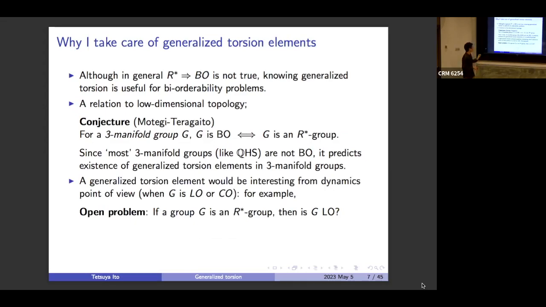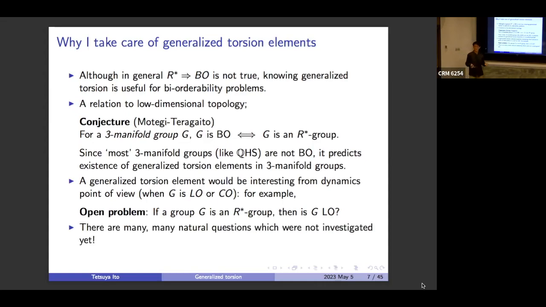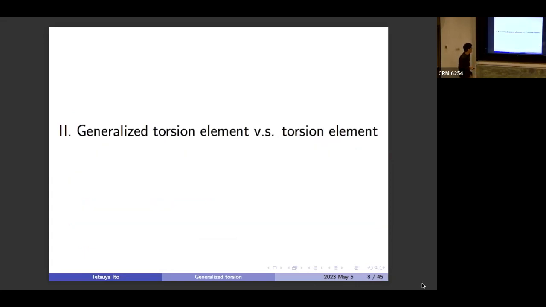Also, generalized torsion elements are interesting for the dynamics of left orderable groups, and here's an open problem: is an R star group left orderable or not? As far as I know, it is an open problem. The main aim of this talk is to advertise that the generalized torsion element is a good object to study. There are many interesting and natural questions which have not been investigated yet. So let us proceed to the second chapter.